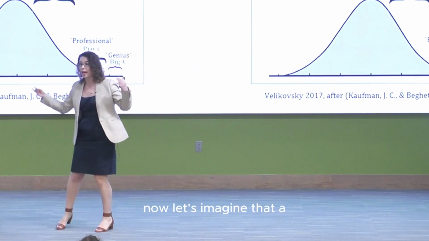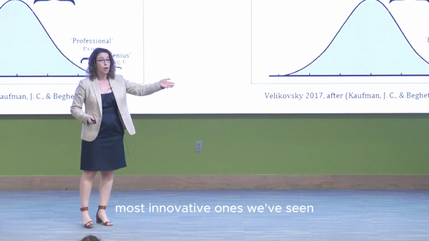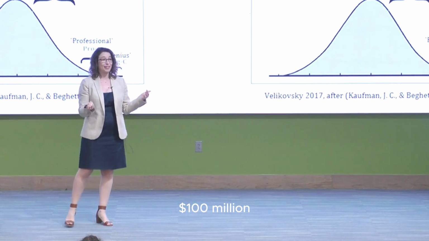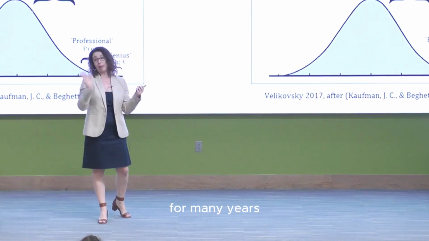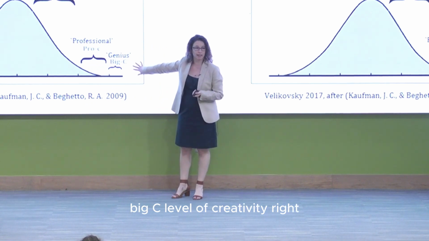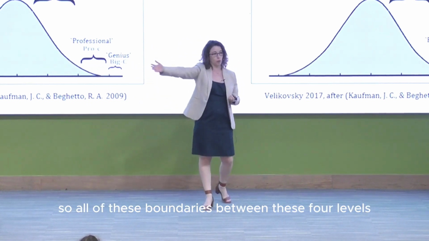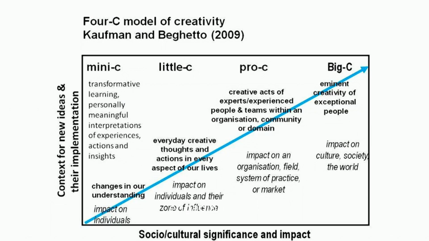Now let's imagine that a giant jewelry company says, that design is one of the best, most innovative ones we've seen. We're going to pay you $100 million for your design, and we're going to make all those earrings, and everybody's going to wear them for many years. Now you've changed the earring game, and you're in genius big C level of creativity, right? So all of these boundaries between these 4 levels are porous. And you can sort of think of them in this way: engaging sociocultural significance and impact at an increasing level as you move up, and having the context for their implementation increasing over time.